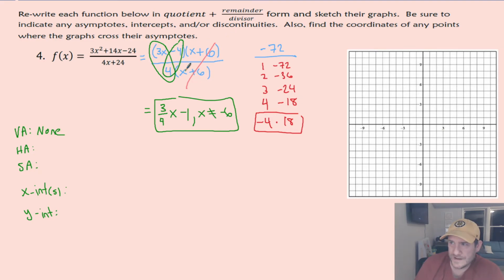I'm not going to have a vertical asymptote. I'm just going to be a line. So that's none. And again, none. There's no slant asymptote either. We're just a line that has a hole in it. So what's our x-intercept? Well, I guess it's 4/3, right?